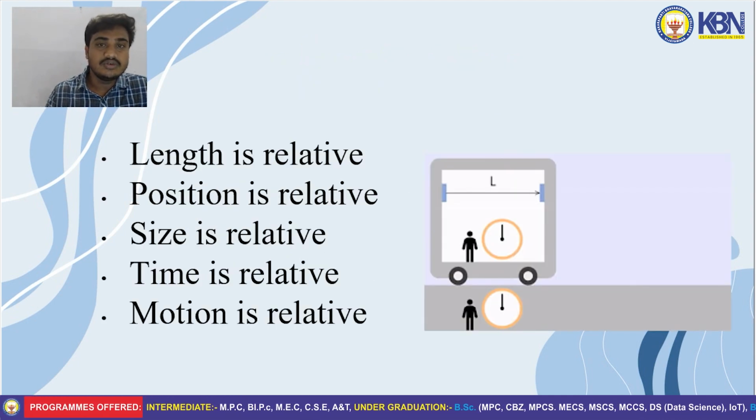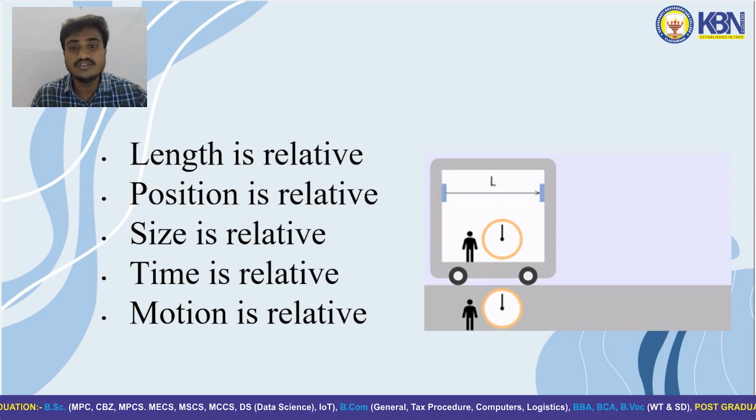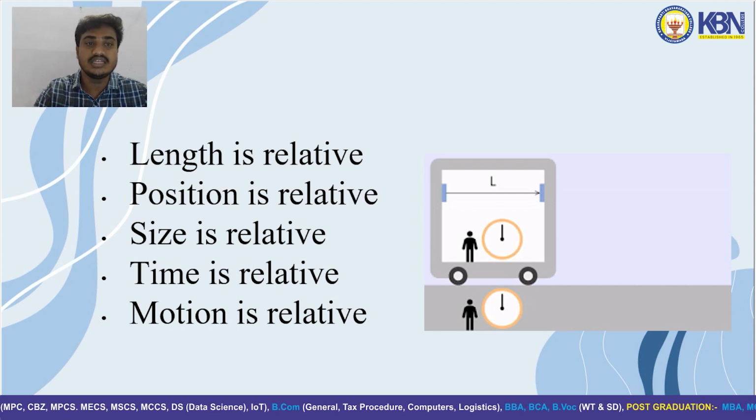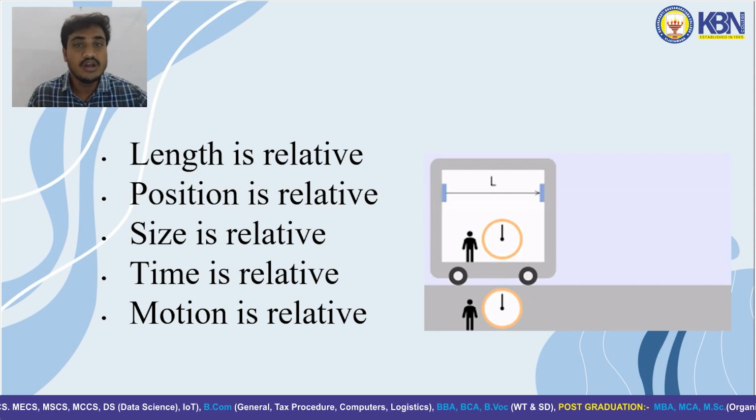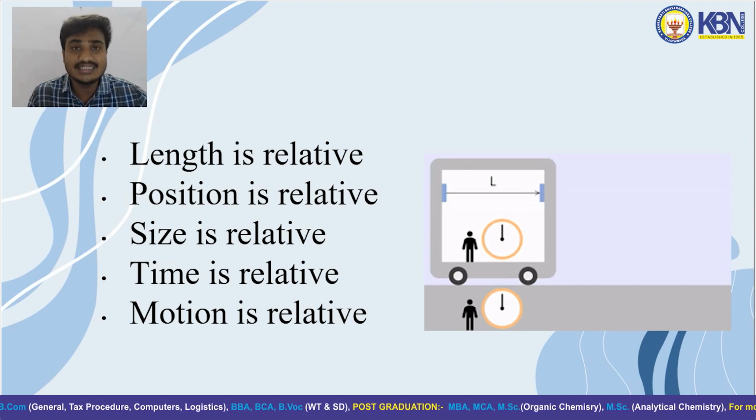Now in relativity we are going to see that length is relative, position is relative, size is relative, time is relative, and we can say motion is also relative. Now I will give you examples of how length, position, size, time, and motion are relative. First, I am going to talk about length being relative.